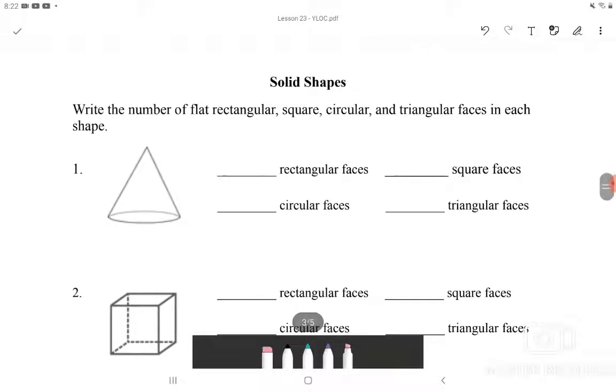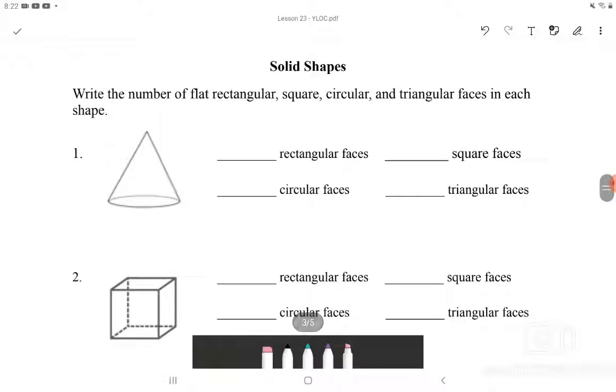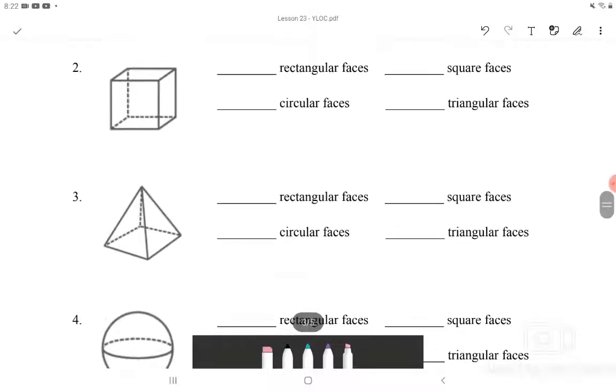The next is solid shapes. We have to figure out how many rectangular faces, square faces, circular faces, and triangular faces there are just by looking at these shapes. And I will be doing 2 questions, and I will start from number 3.